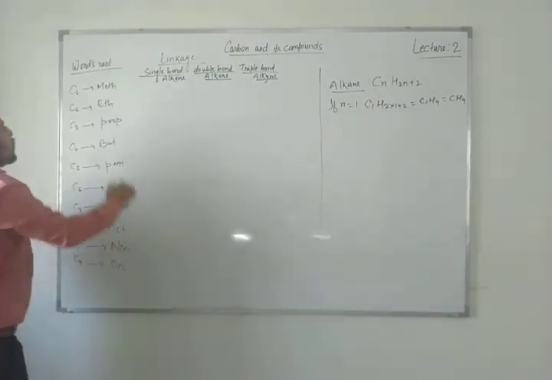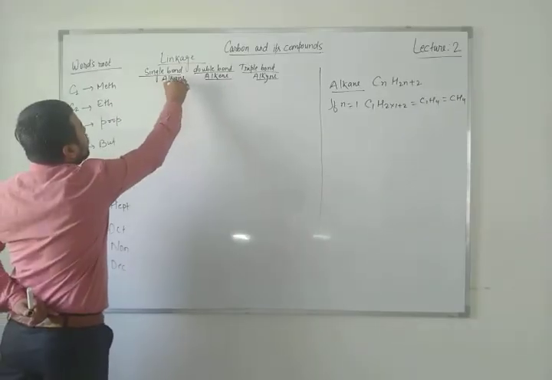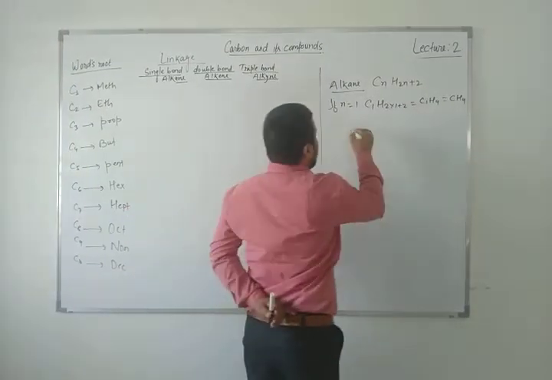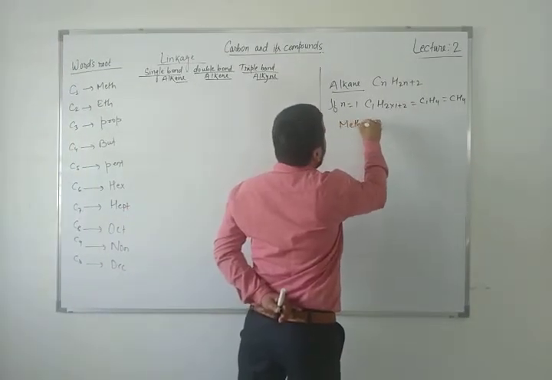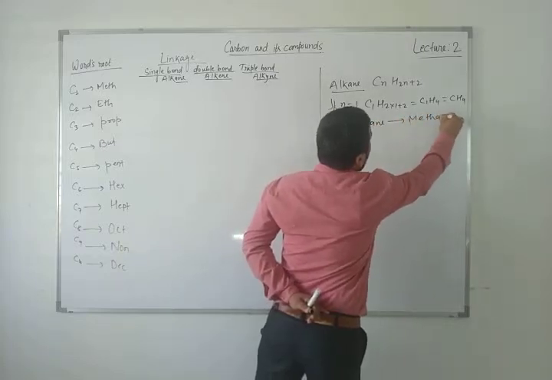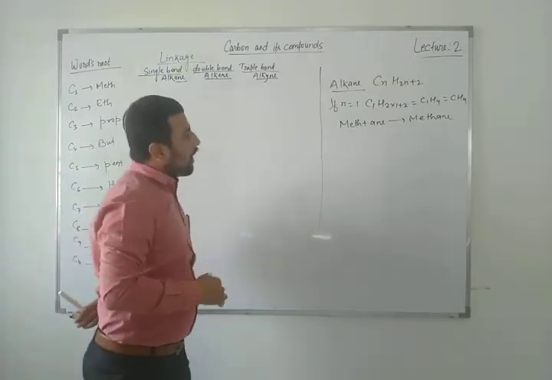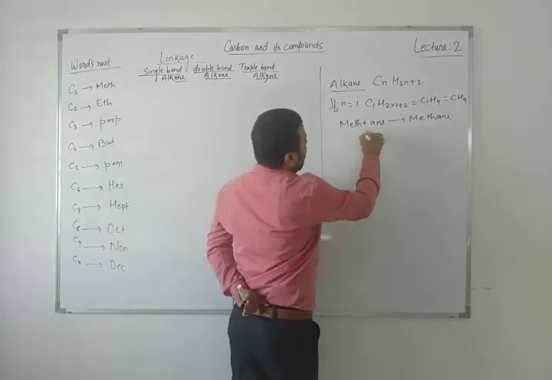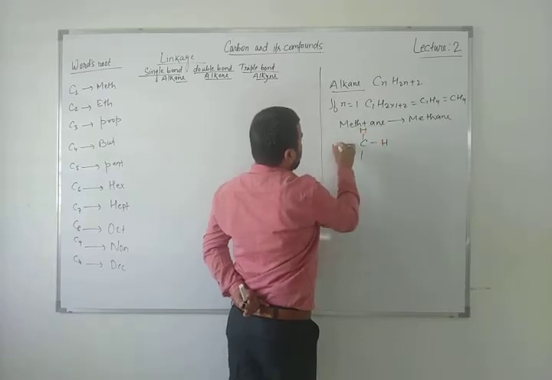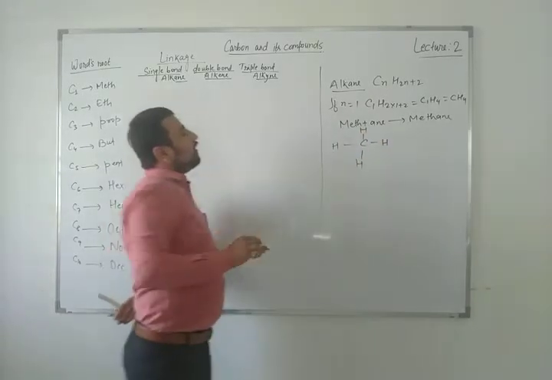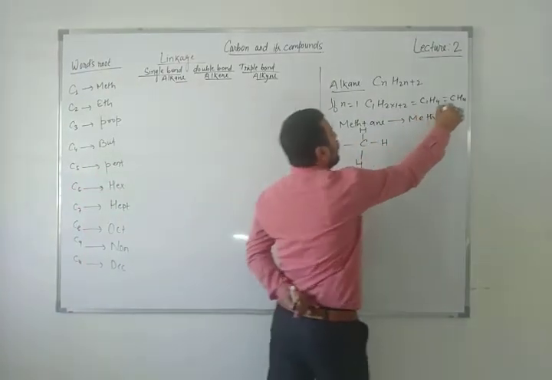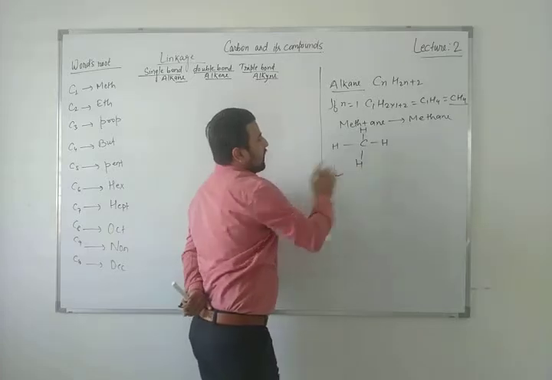And when the question is of single bond, then we just put the suffix ane, meth plus ane, that is called methane. The chemical formula of methane is CH4, and if you want to draw the structure, then it will be like this. 4 hydrogens are there, so 1, 2, 3, 4. This is the structural formula of methane, chemical formula CH4, and the structural formula is this.